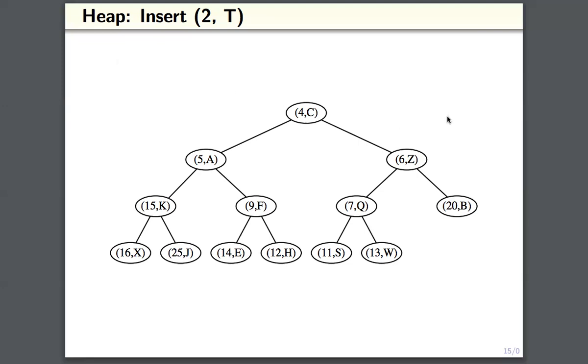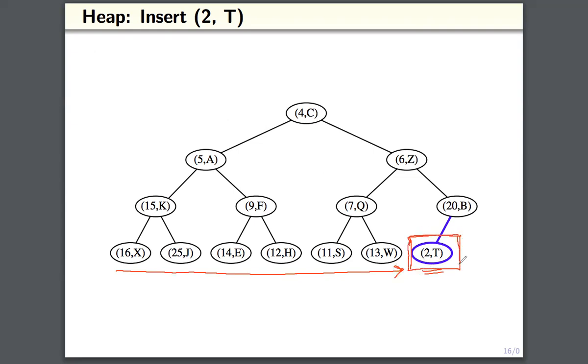Now we want to add 2 comma t. Where is the next location where we can add a node? Here, right? When we go from left to right, this is where we have a node available. So we add this 2 comma t here. Now look at all the other paths. There is no other problem. But look at the path from this inserted node to the root. We are only interested in this path.